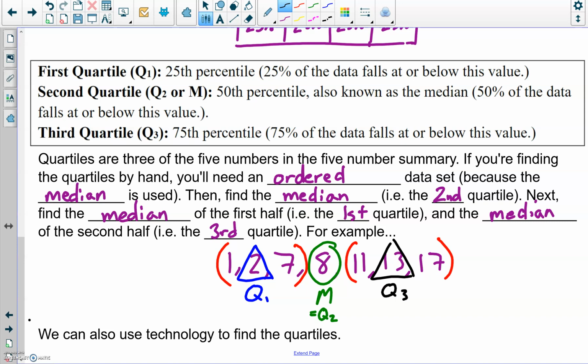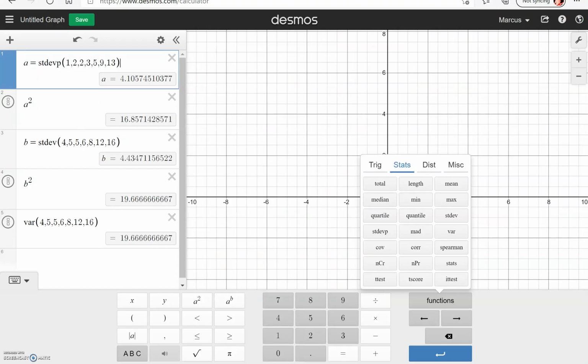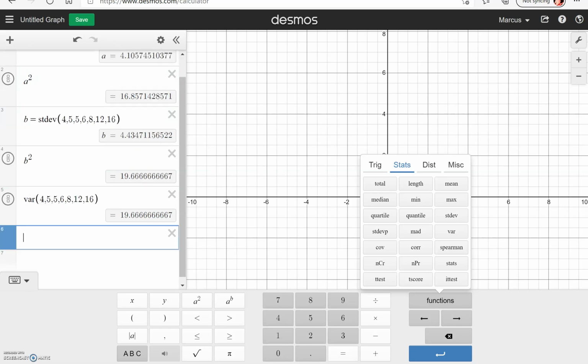You can also use technology to find the quartiles. So let me go over here, and again, the stats is already up here. I'm going to get a new little box here. If you look, we have quartile and quantile. We aren't going to do quantiles in this class. We're just going to do quartiles.